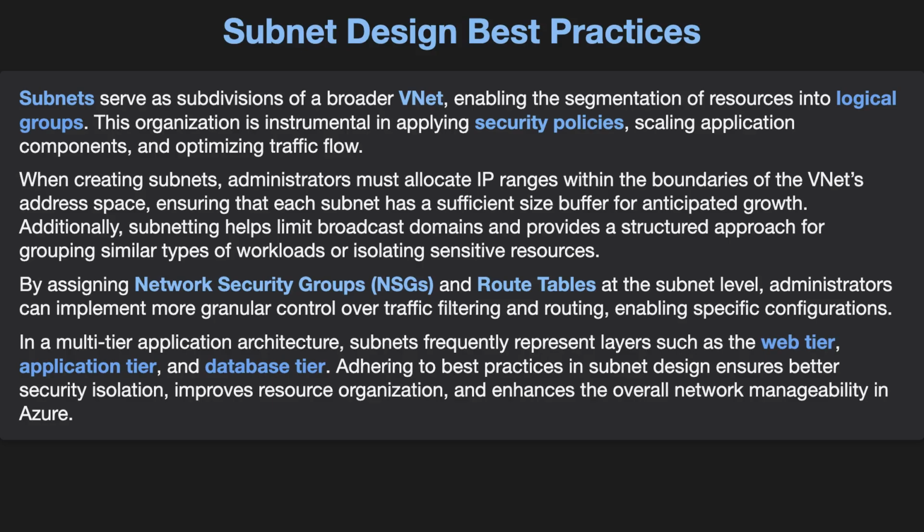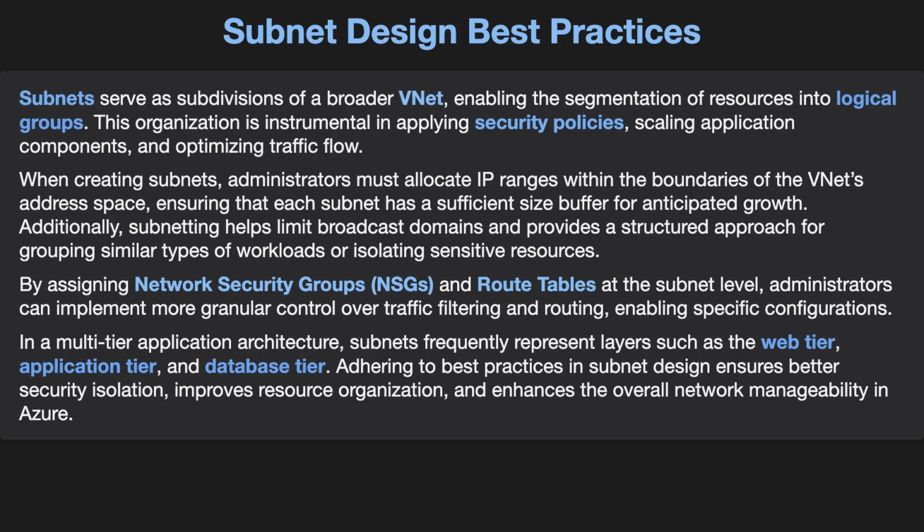Understanding these principles enables administrators to design address allocations that meet both immediate and long-term connectivity and security needs. Subnets serve as subdivisions of a broader VNet, enabling the segmentation of resources into logical groups. This organization is instrumental in applying security policies, scaling application components, and optimizing traffic flow. When creating subnets, administrators must allocate IP ranges within the boundaries of the VNet's address space, ensuring that each subnet has a sufficient size buffer for anticipated growth.